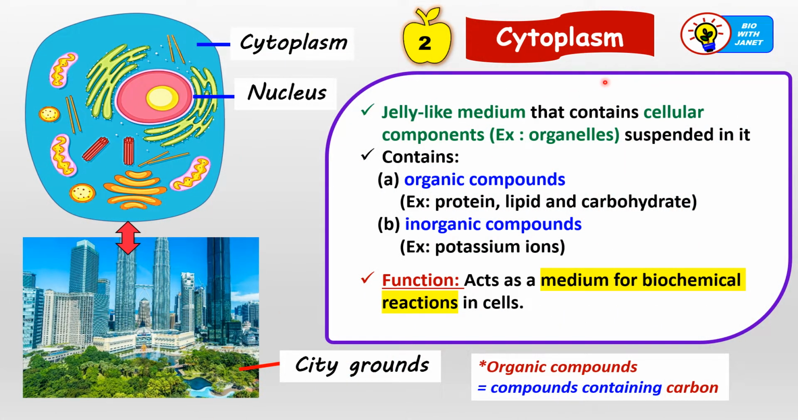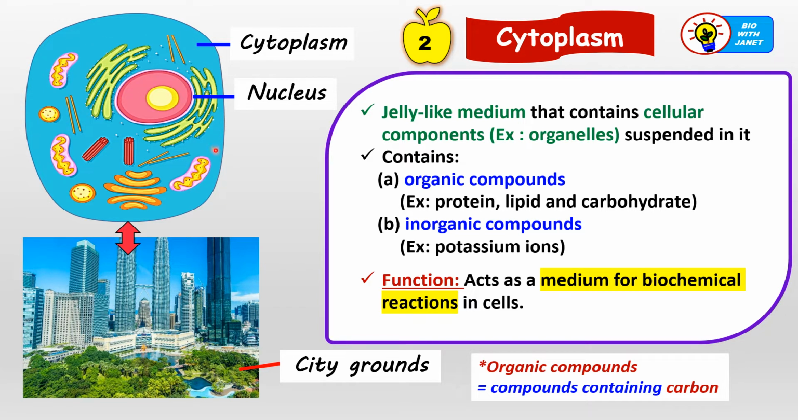Number 2, cytoplasm. Now the cytoplasm is the medium inside the cell. It is a jelly-like medium that is bounded by the plasma membrane. So it contains cell components or organelles, such as the mitochondrion, lysosomes, centrioles, Golgi apparatus, and so forth. And these organelles are suspended in it. That means they are floating in the cytoplasm.